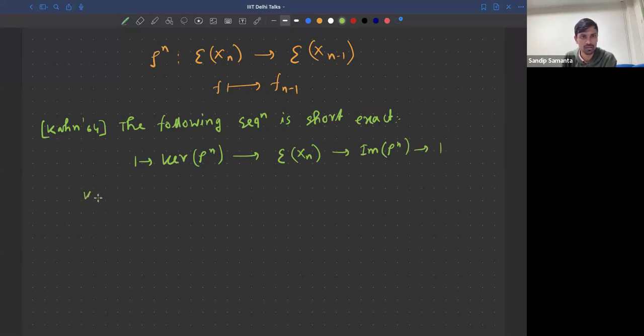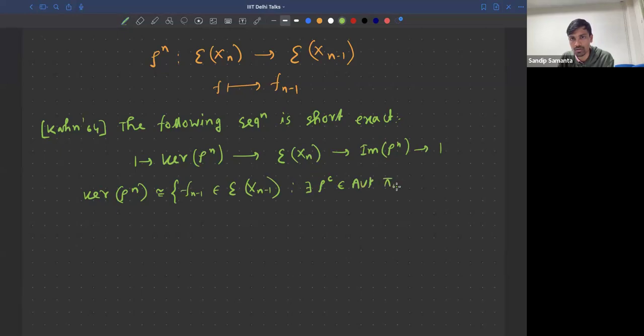this map. So the kernel of ρn is isomorphic to the following: the fn−1 that belong to E(Xn−1) itself, such that there exists a coefficient homomorphism, that means an automorphism of the coefficient group, satisfying the same condition that we saw in the functorial decomposition: c kn+1 equals f*n−1 of kn+1.